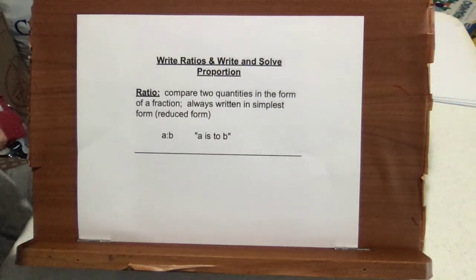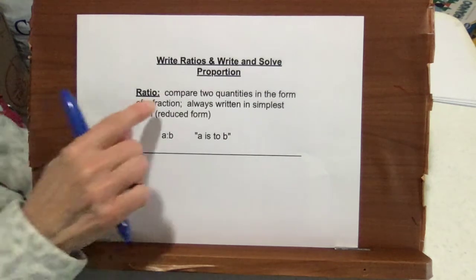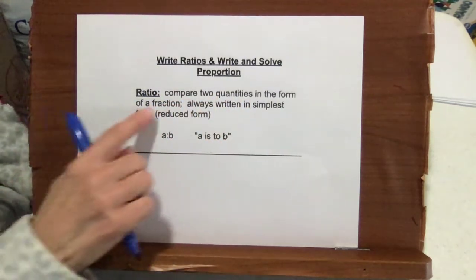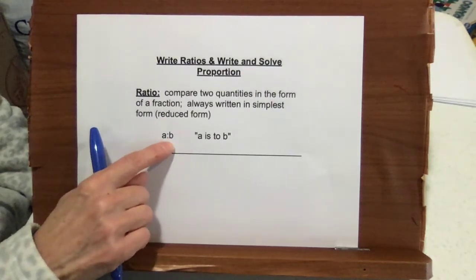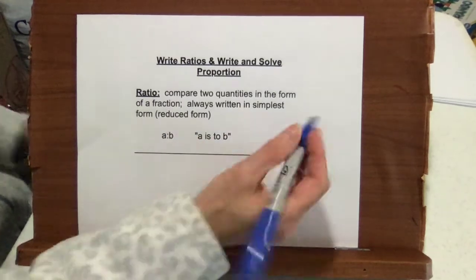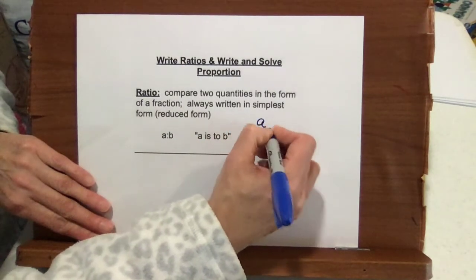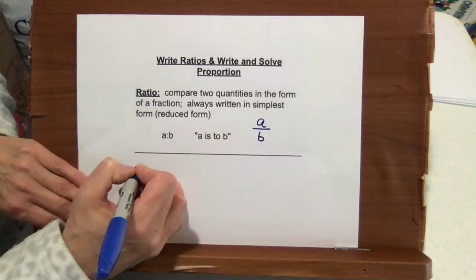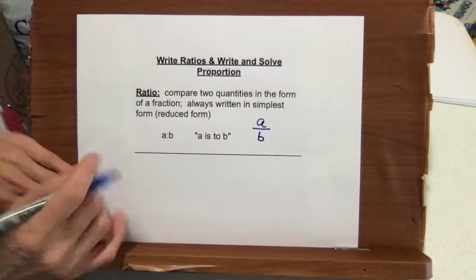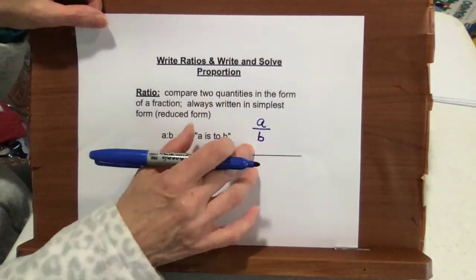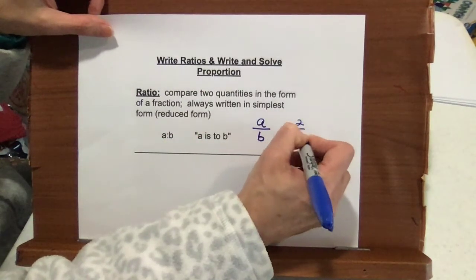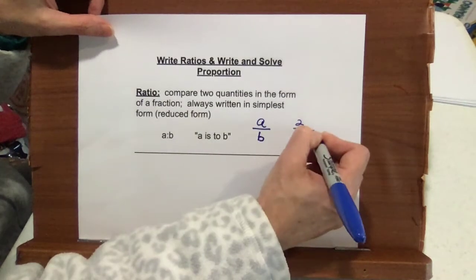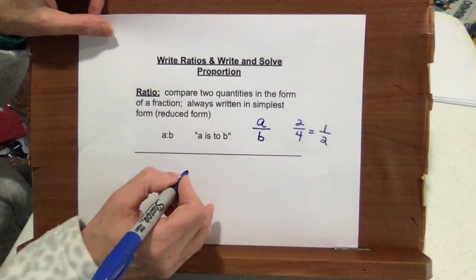In this lesson, we're going to learn how to write ratios and then write and solve a proportion. A ratio is a comparison of two quantities in the form of a fraction. We always do it A colon B, which is A to B, and that's how it's pronounced, as A to B. Or we write it in the more typical fashion for mathematics, A over B, which is a fraction, or A divided by B. All right, and we always make sure that this ratio, this fraction, is in reduced form. So if your example is 2/4, and that's your ratio, then it becomes 1/2 in reduced form.